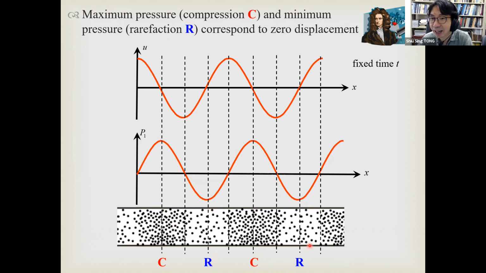The compression and rarefaction are due to the displacement of the adjacent molecules. If the adjacent molecules on the two sides are pressing together, that becomes a compression. If the molecules on the two sides are separating from each other, that becomes a rarefaction. So you now understand why U and P1 are of opposite phase, or have a phase shift of pi over 2.